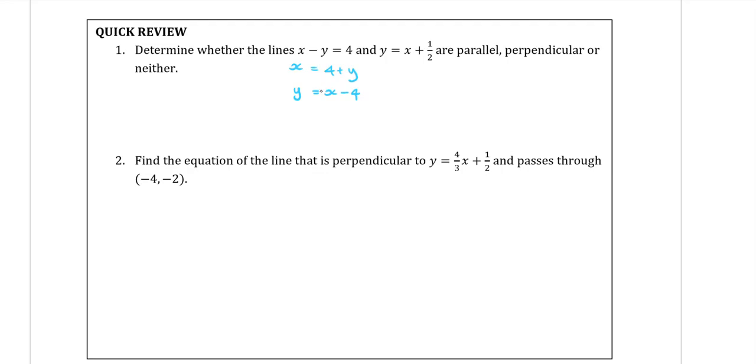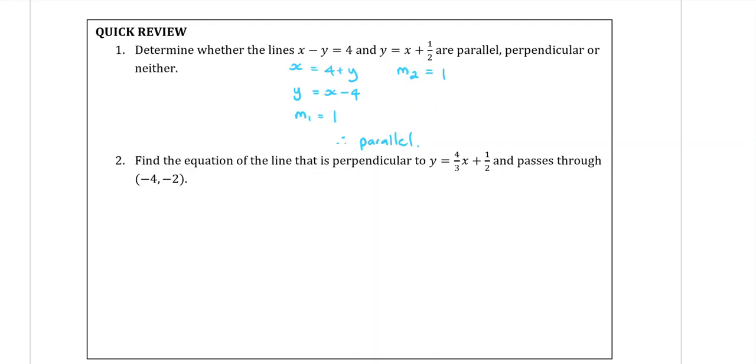Then I can read off the gradient, which would be in front of the x. There would be a little 1 sitting in front of that x. The second equation is already in y equals mx plus c form. So the gradient, which we call m2 of that one, is also the number in front of the x, which is a 1. Now m1 is 1 and m2 is 1. Because the gradients are the same, that means that they are parallel.